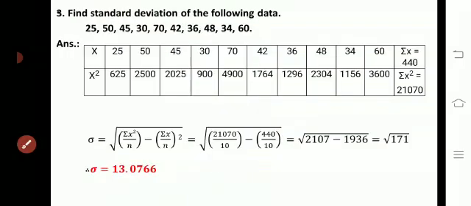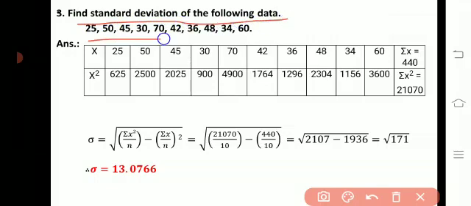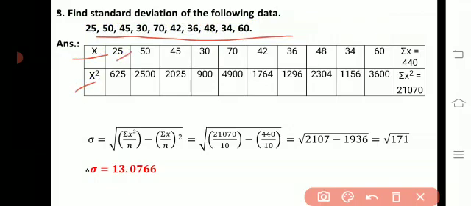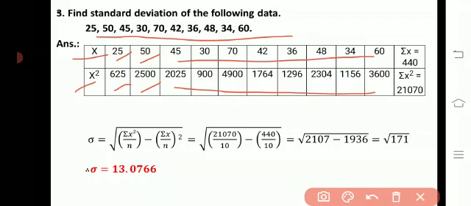Now let's solve some 5 mark examples. Here the question is, find standard deviation of the following data, and here some values are given. Now in the solution, we have to consider these given values as x values, and then we have to find x square. So 25 into 25 you will get 625, 50 into 50 you will get 2500, and so on. For all the values we have to find the squares, and we have to add all the x values. Then you will get summation x is equal to 440, and summation x square you will get 21070.